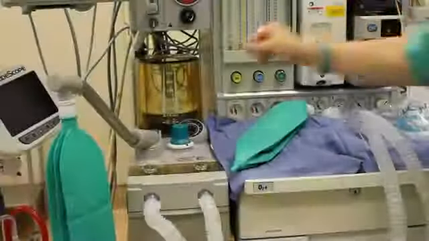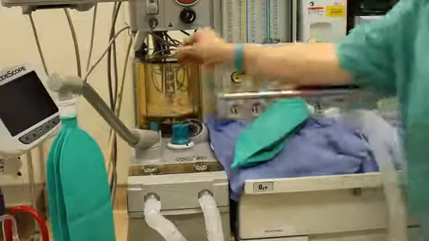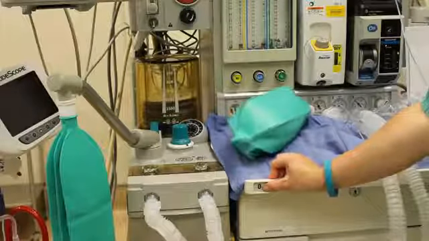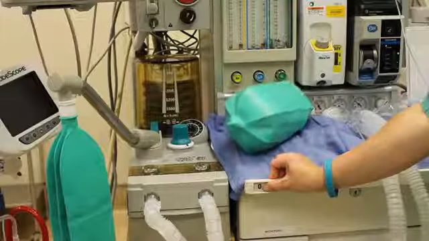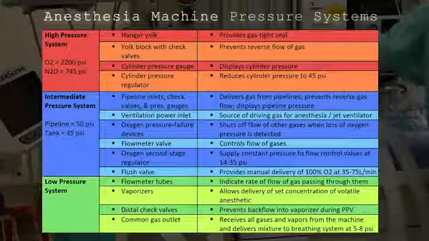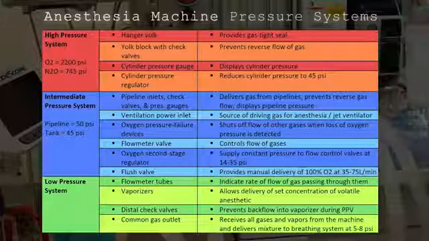Pressing the O2 flush button while the ventilator is on may cause barotrauma to the patient, depending on the specific design of anesthesia machine and ventilator in use. Therefore, this is not recommended. All of the various components, from the pipeline to the vaporizers to the circuit, can be characterized by the pressure at which they operate.